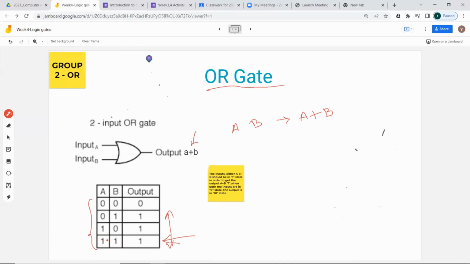Right? We are not going to consider the state 1 1 as 1. Instead, we are going to mark it as 0. So the meaning is either input A or B. Right? But in O gate, what we just check is at least 1 is there.